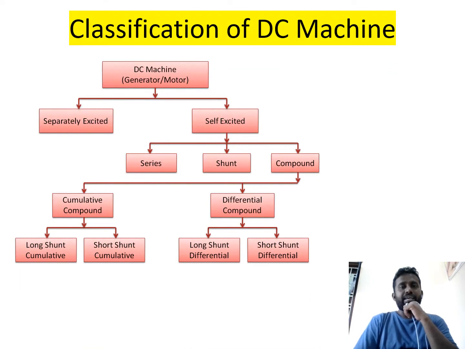The classification, as we have seen, DC machine can be classified into separately excited and self-excited, and self-excited can further be classified as series, shunt, and compound, and compound can further be classified as cumulatively compound and differentially compound, wherein cumulative compound has long shunt and short shunt, and differentially compound also has long shunt and short shunt types of machines.